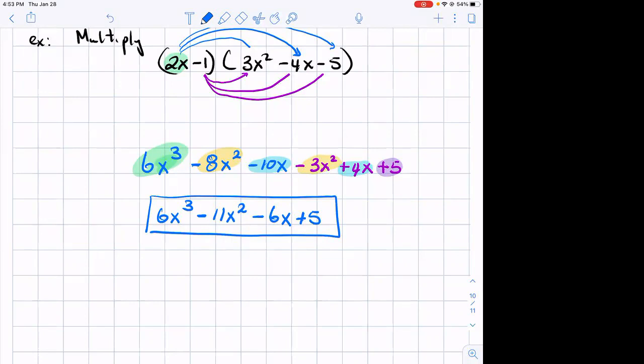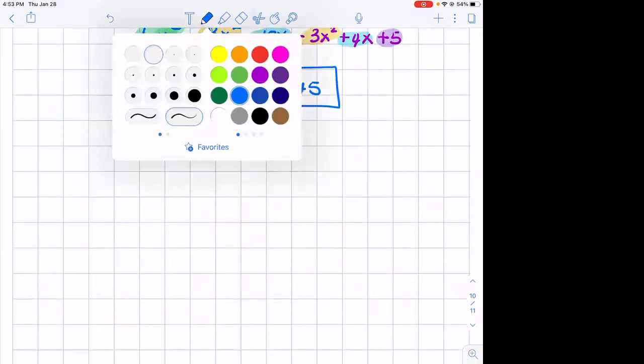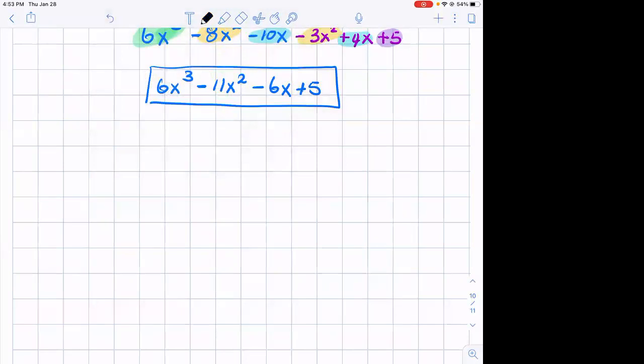Now, sometimes what can be confusing is if I say multiply x plus 3 quantity squared. Quantity means everything is in parentheses. And generally we don't say the word multiply so much here. We may say expand.